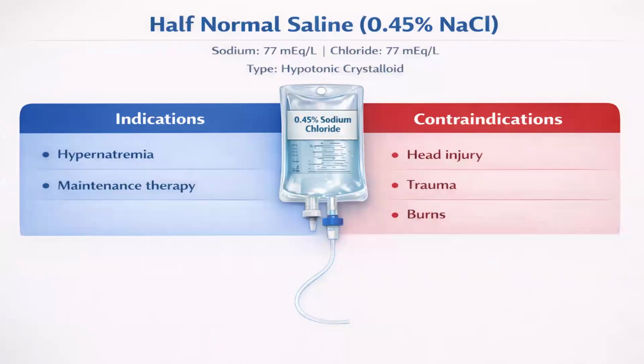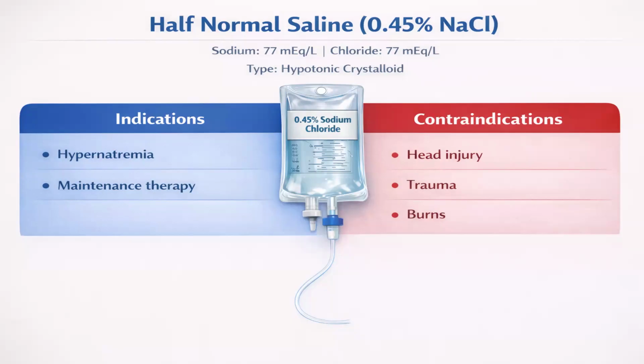So 0.45% normal saline is a hypotonic crystalloid which contains 77 milliequivalents of sodium and chloride. Unlike the isotonic ones, once this is infused, it distributes not only in the extracellular compartment, it also shifts into the intracellular space because it is hypotonic relative to the plasma. As a result, only a small volume will remain inside the intravascular space. Thus, it is unsuitable for volume resuscitation or in cases of shock.